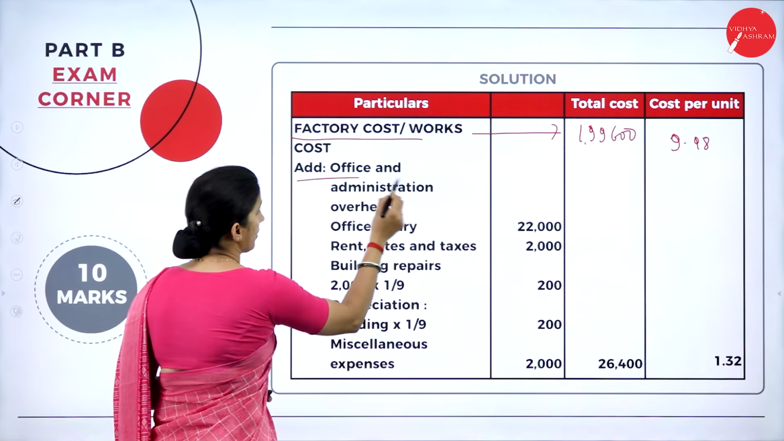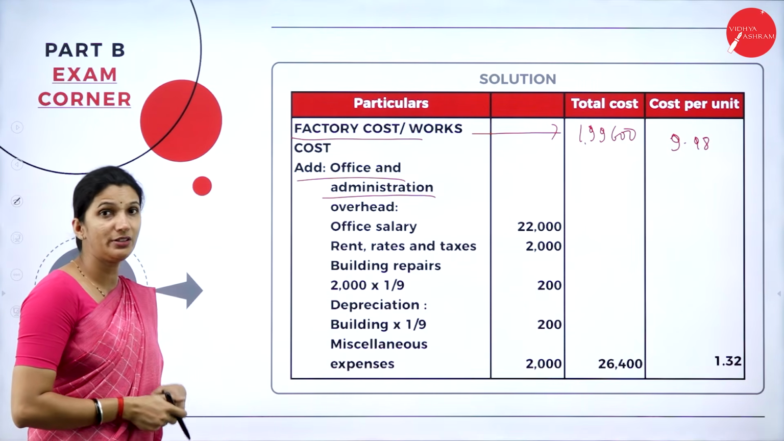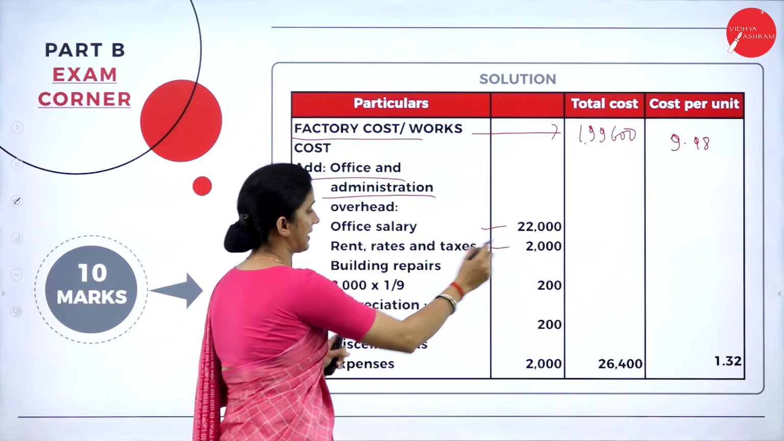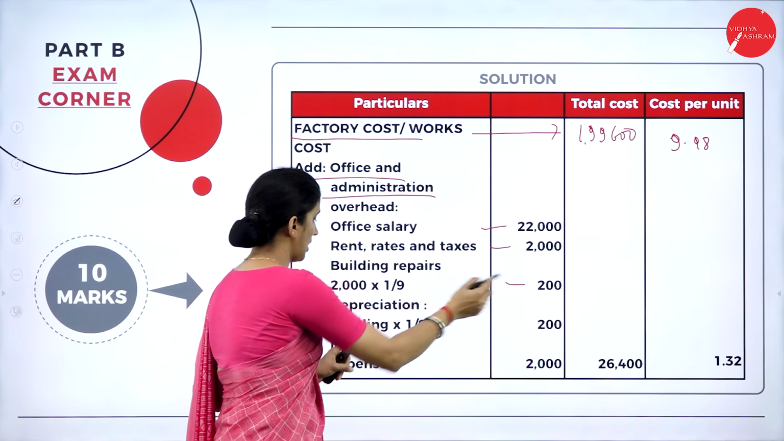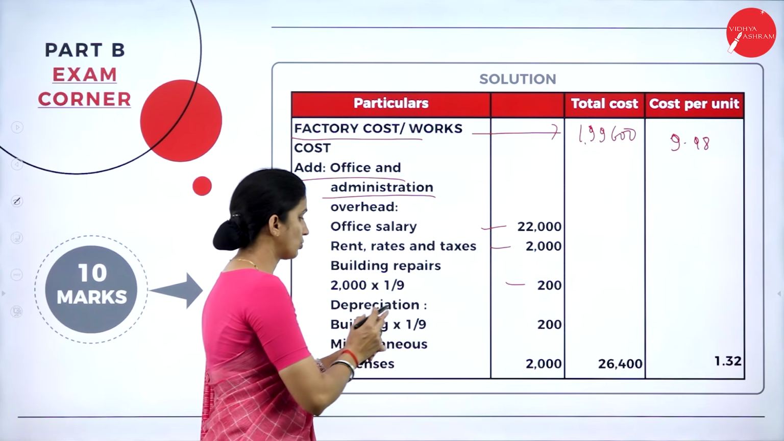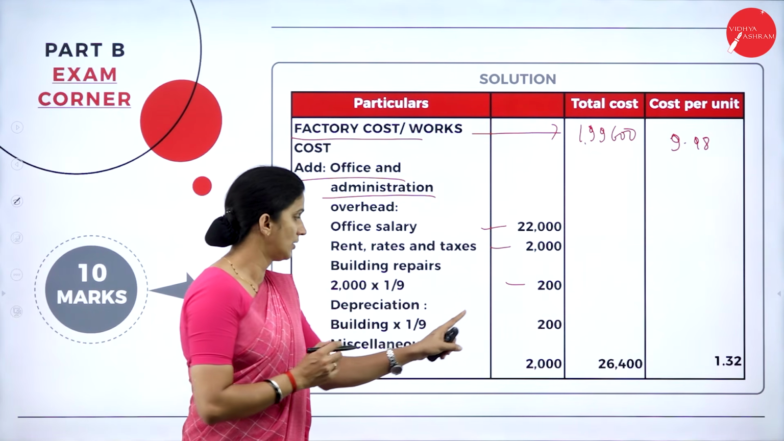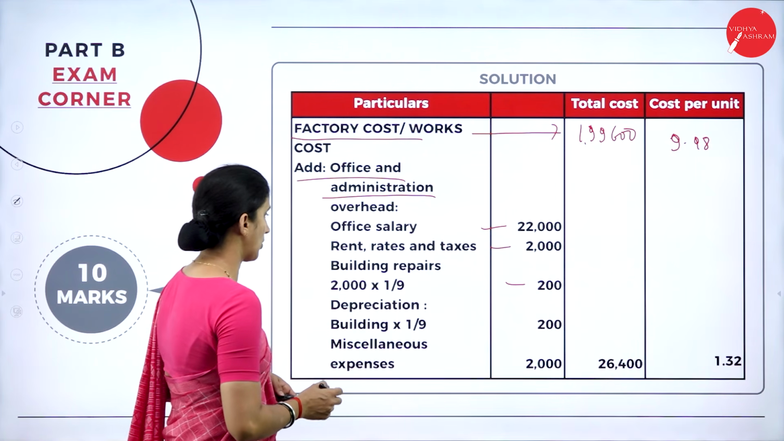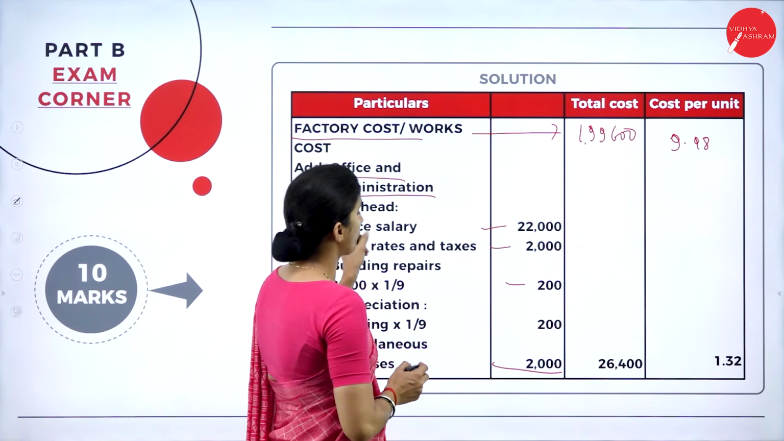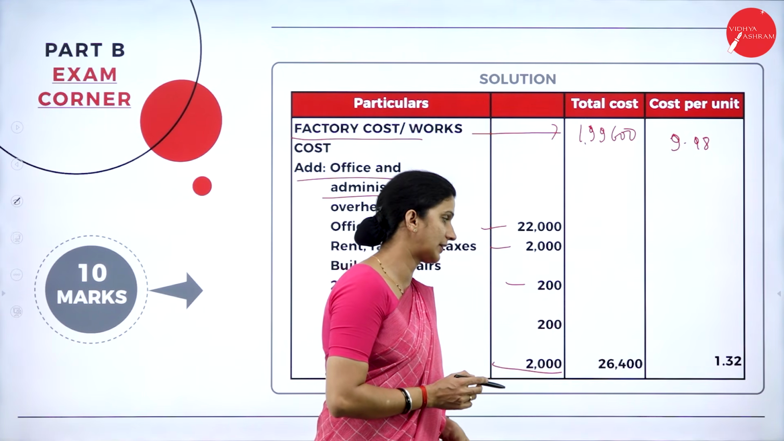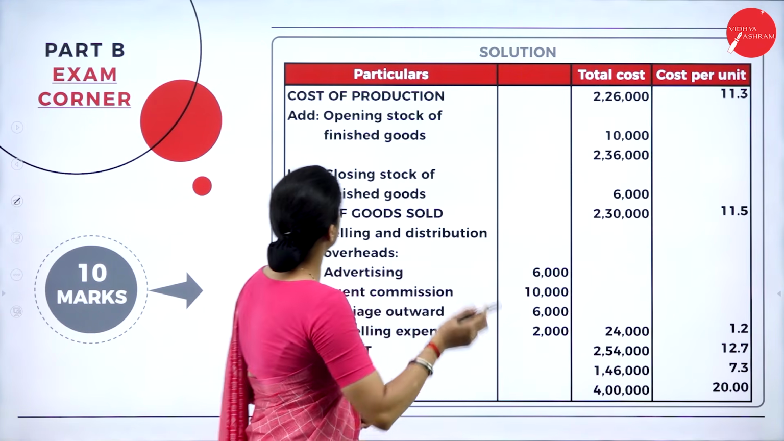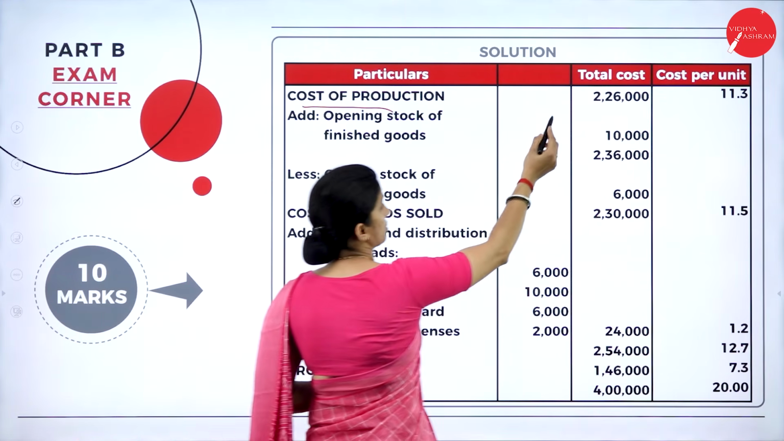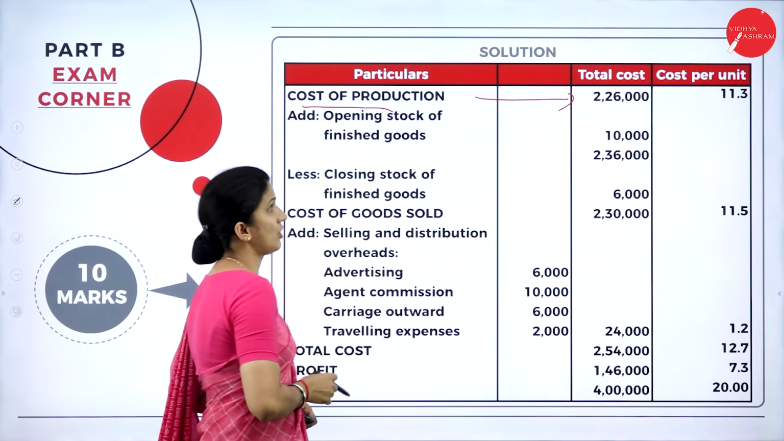So next we'll add all the office and administration overhead. Here you have office salary, rent, rates and taxes, then building repairs 2,000, depreciation on building again 2,000 into 1 by 9, so that is 200, then miscellaneous expenses 2,000. So your total office and administration overhead is 26,400. Next, we'll add it to the factory cost, so that we will get 2,26,000, the cost of production.